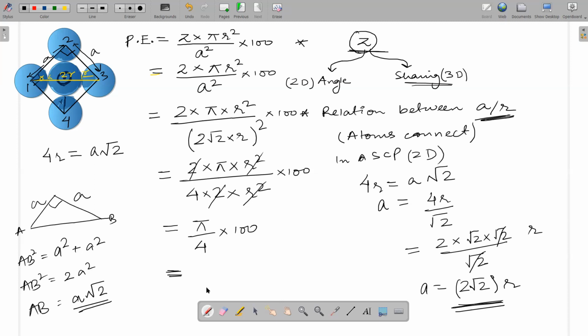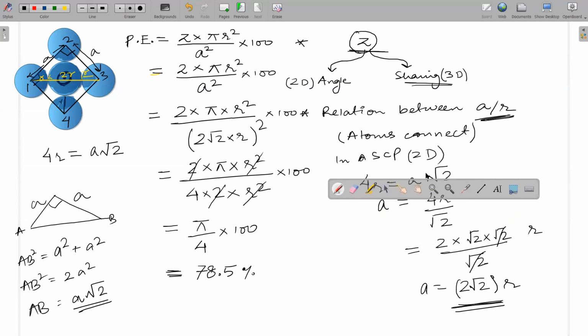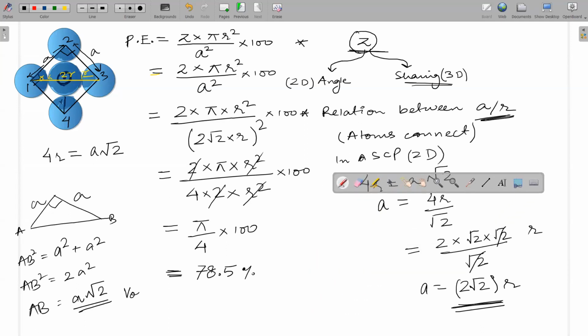In terms of percentage, you write percentage. 78.53. Yes, correct. You just remember 78.5, which is okay. Now there is another term which is known as void percentage. Void percentage is equal to 100 minus the packing efficiency. It tells how much void is there. So tell me, what will be the void percentage?